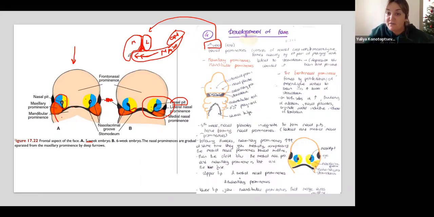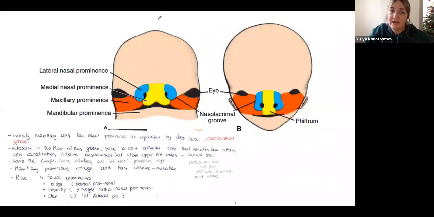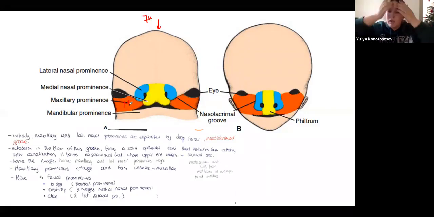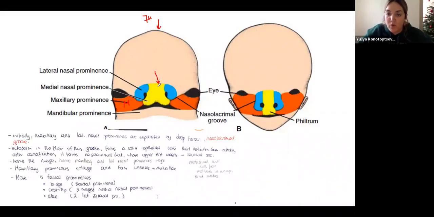So by the 7th week, we see something like this. Okay, so this is the 7th week. What are the changes? Well, there are still maxillary prominences. They have expanded dramatically. They have pushed towards the middle. But most importantly, they pushed the 2 medial nasal prominences together. And as a result, they have fused together into 1 medial nasal prominence. What are the blue things? Of course, that's your lateral nasal prominence. And the 2 openings that we have here, these are the nasal pits.